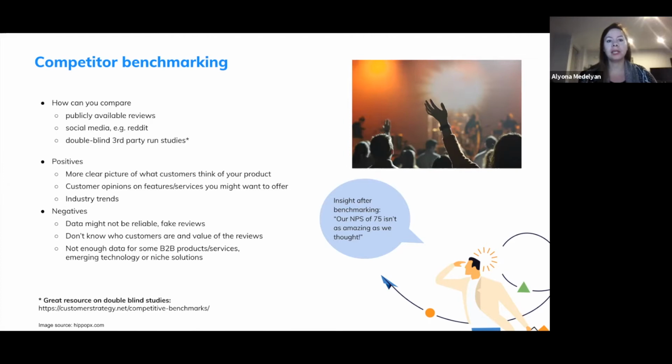You can also engage a third party to run a study. For example, a double-blind study is when people are evaluating and sharing their feedback on a solution, and they don't know who has commissioned the study, but they're evaluating their current provider, and then the third party summarizes the results for you.